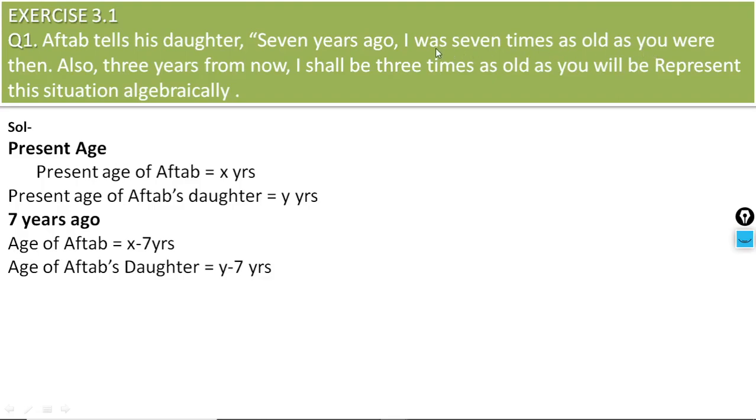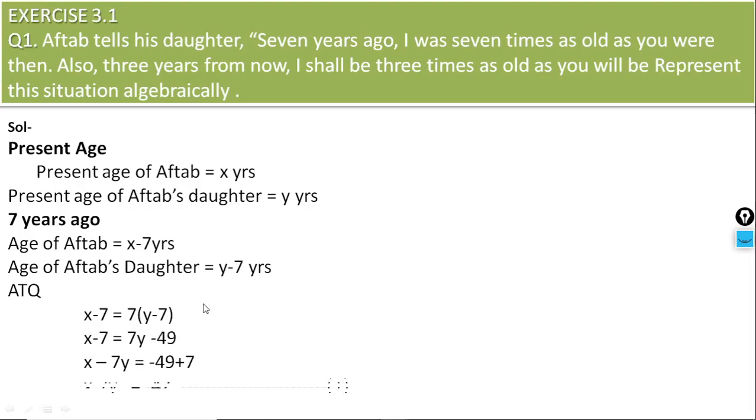Then see the situation given, I was 7 times as old as you. It means I stand for Aftab. Was means equal to sign, 7 times the daughter's age. So we write here x minus 7, which is Aftab's age, equals 7 times the daughter's age, y minus 7. So when we solve this you get the equation x minus 7y equals minus 42.